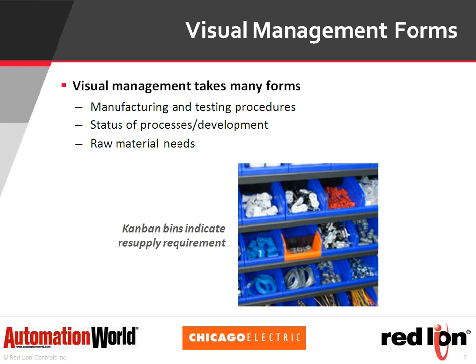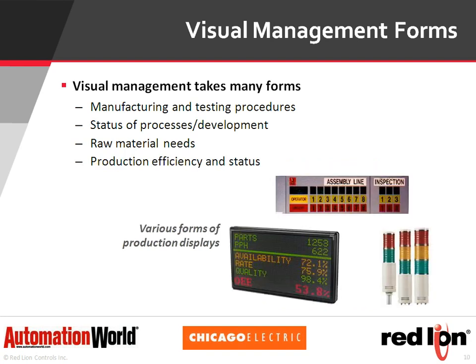A Kanban bin is another common visual management tool to indicate the status of raw materials. Do you have enough? Are you running low? Do you need to reorder? And here you can see that there's a clearly identifiable bin indicating that it's running low.